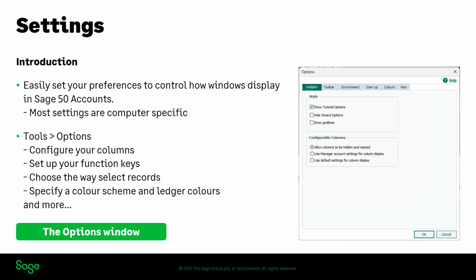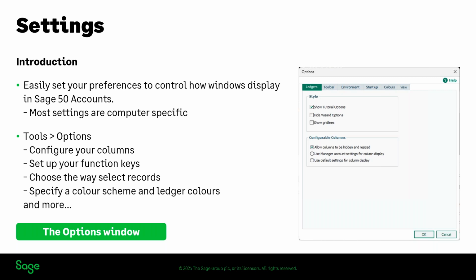Right, so what we're going to be looking at today is within your software, when you go to the tools menu, there is an options option. And in here, you see there's a number of tabs. I'll be running through this live in a moment. And it means you can set your preferences to control things like how windows display in your software.